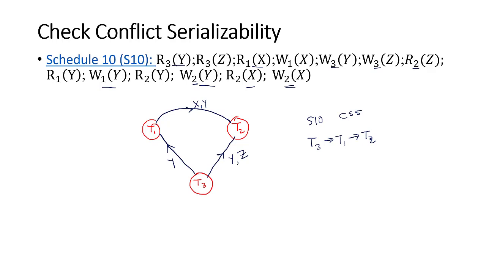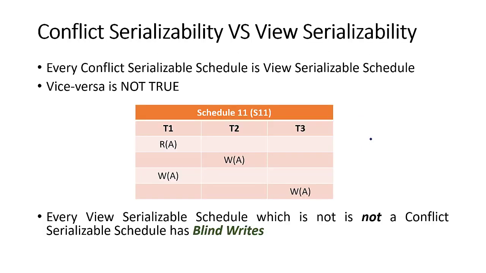We are going to compare the conflict serializable schedule with the view serializable schedule. We already know that every conflict serializable schedule is a view serializable schedule, but the vice versa is not true. To understand that, consider the schedule number 11. Here we can see that it is a view serializable schedule, and the serial schedule corresponding to this one will be T1 followed by T2 followed by T3.